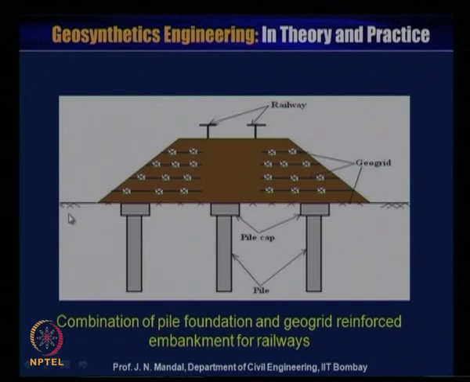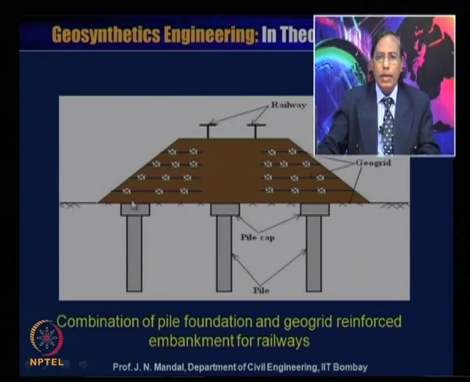This is another very useful system, which has also been used in Germany for the railway, where this is a combination of pile foundation and the geogrid reinforced embankment for the railway. This is the pile and pile cap, and you can provide the geogrid material in between the pile cap and the embankment fill material, and this will reduce the diameter of the cap, and it can increase the spacing of the pile. Because the geogrid material will act as a reinforcement, it can take the tension. On the top of this you can also construct the railway, and it is very useful, and it has been used in many countries including Germany.